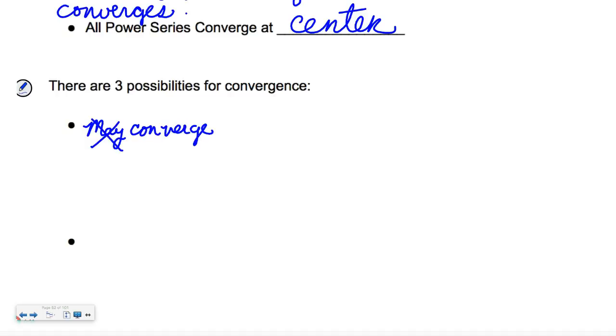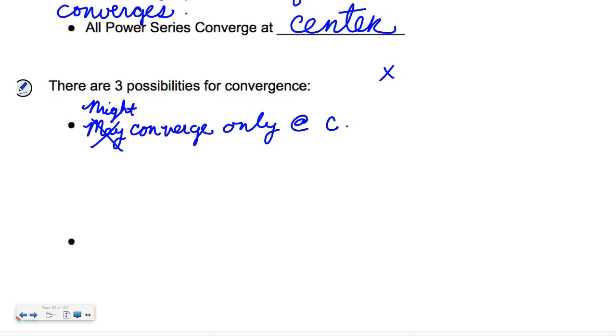That's the wrong word. I allow them to converge. This should say they might. They might converge only at C. And again, you're going to know what C is based on what I've told you already. If you only see an x in your polynomial expansion, C is 0.